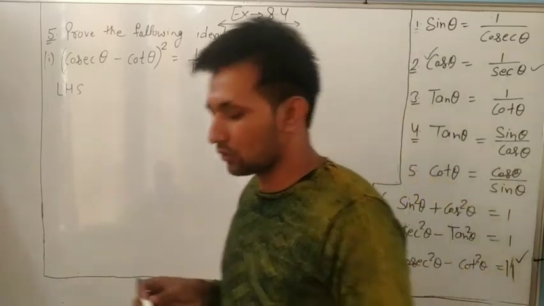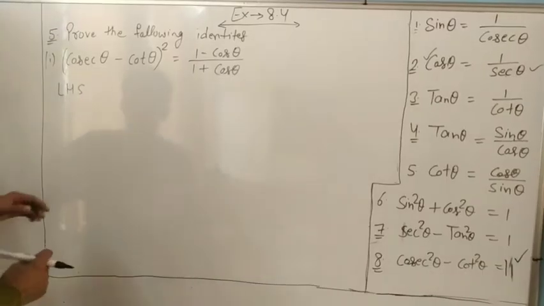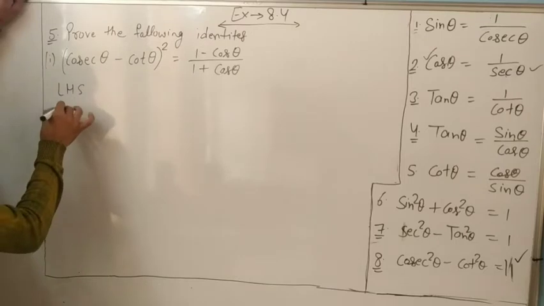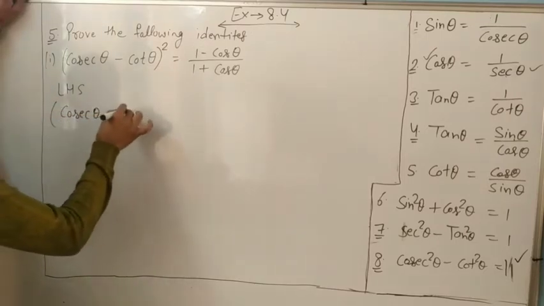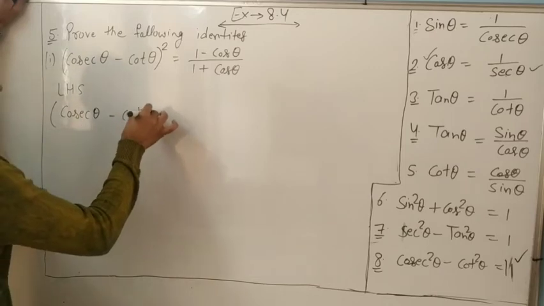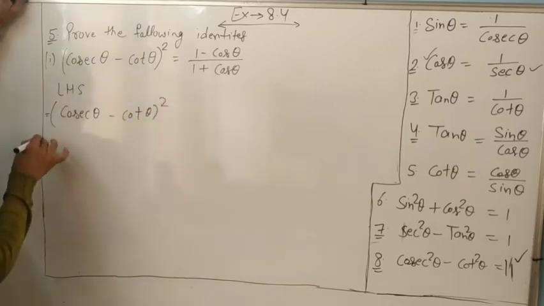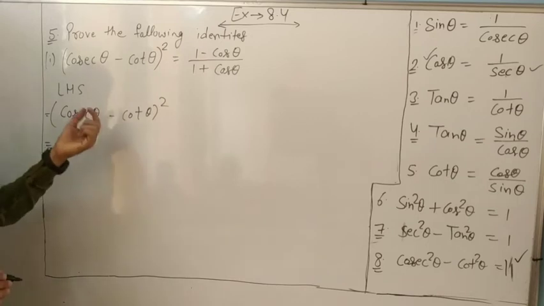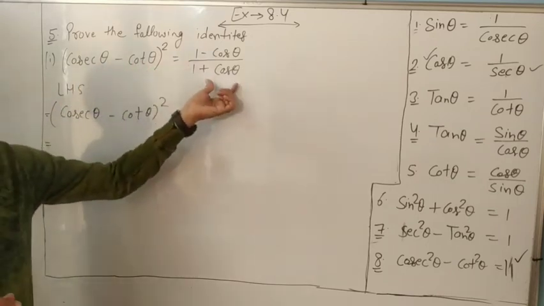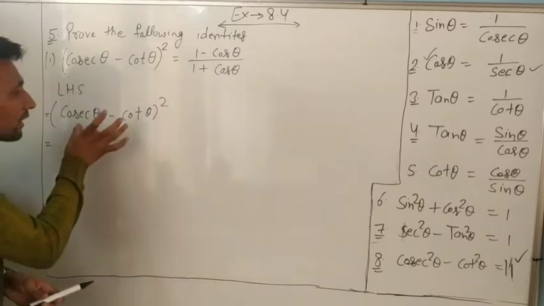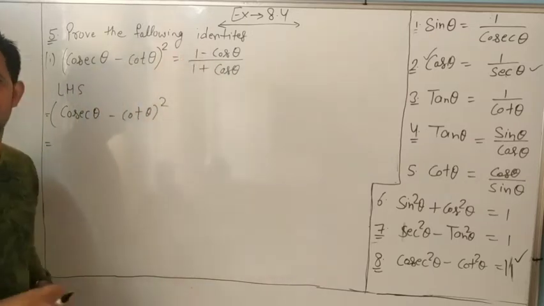Okay dear, so look at the left hand side. What is it? (cosec theta minus cot theta) whole square. Now we want to prove that the left hand side equals this one. In what case can we say that they are equal? When we convert it into the same expression. Okay dear, so look.